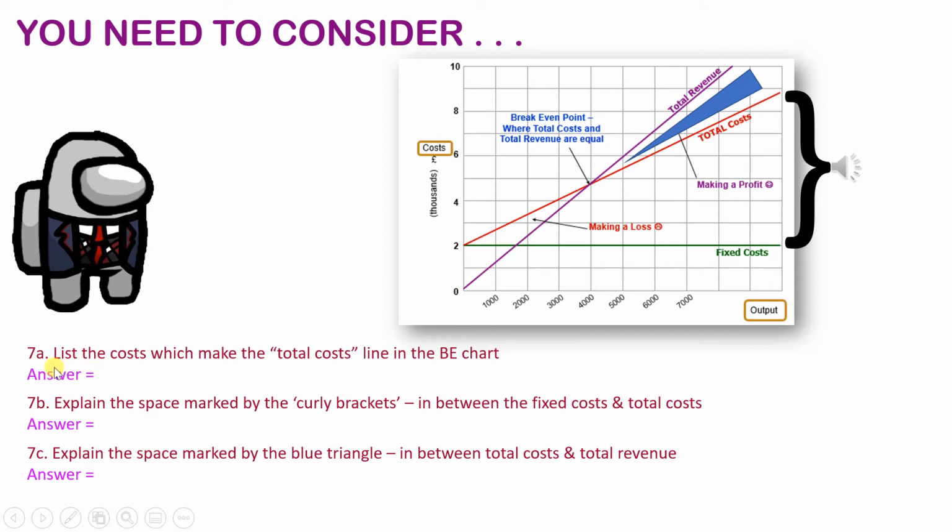Question 7. Let's break down what we're starting to examine. 7a. List the costs which make the total cost line. So what goes into the total cost line? 7b. Explain the space marked by the curly bracket in between the fixed costs and the total costs. What do we call that area? 7c. Explain the space marked by the blue triangle in between total costs and total revenue. These are discussions we've covered earlier on in the lesson, so right now we want to try and capture what's been said, so I'd like you to write it down here.